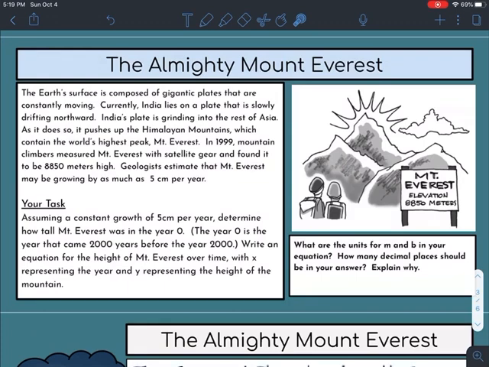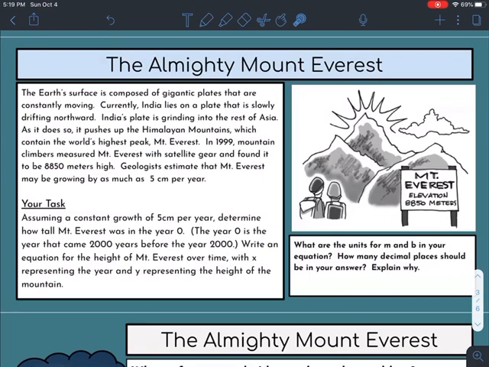Your task: assuming a constant growth of 5 centimeters per year, determine how tall Mount Everest was in year 0. The year 0 is the year that came 2,000 years before the year 2000. Write an equation for the height of Mount Everest over time, with x representing the year and y representing the height of the mountain. Then you're going to answer, what are the units for m and b in your equation? How many decimal places should be in your answer?